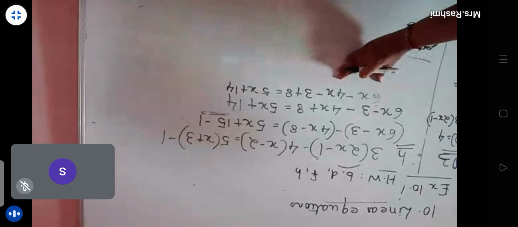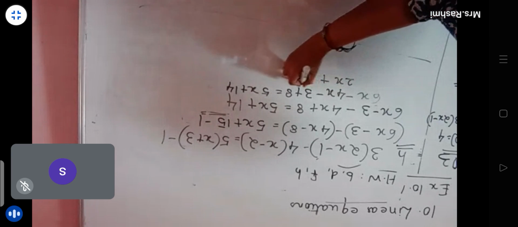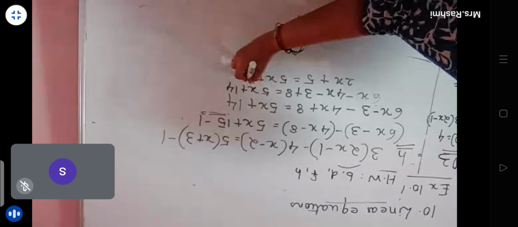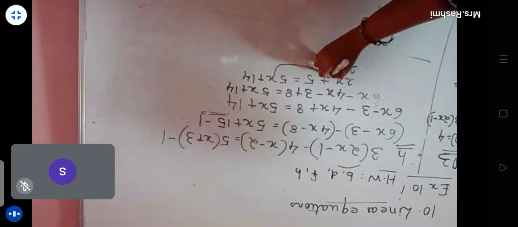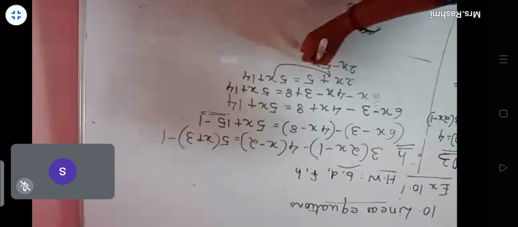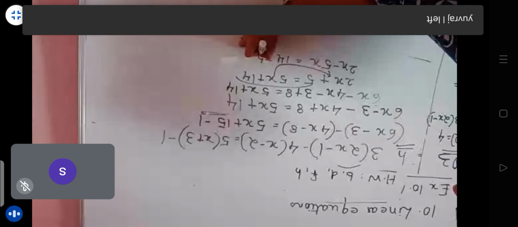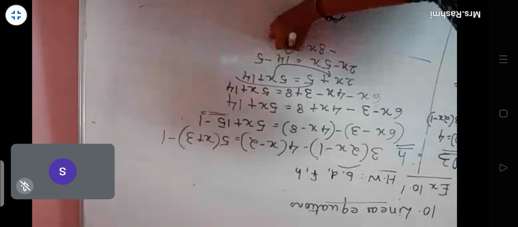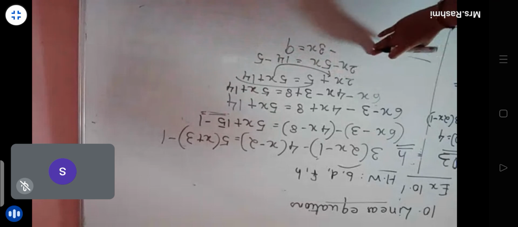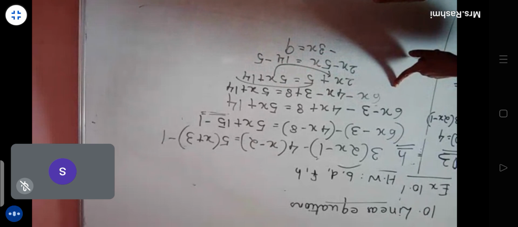Now what am I doing? I'm taking all the variables together, so I know 2x came here. Plus 5 is equal to 5x plus 40. Correct? Now 2x and this 5x bringing, they removed 7x. Here it will be minus 3x. And this 5 going that side, 14 minus 5. Now I know minus 3x is equal to 9. So my steps got reduced, no? And my calculations also became easier.